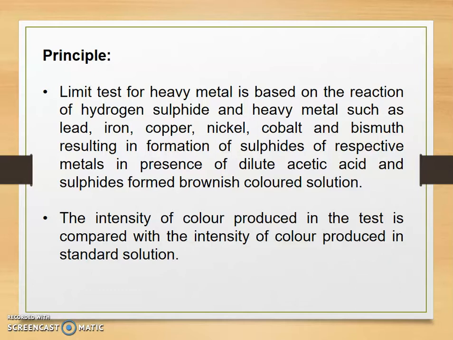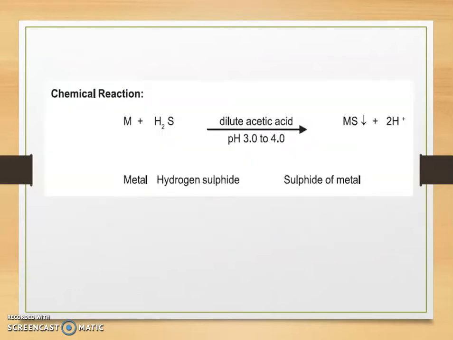Then the color intensity produced in the test solution is compared with the intensity of color produced in the standard solution. This is the chemical reaction involved in the limit test for heavy metals. M indicates metal. When it is treated with hydrogen sulfide in presence of dilute acetic acid at pH 3 to 4, it gives MS, that means it is a sulfide of metal. It may be lead, iron, nickel, cobalt, bismuth, plus 2H+.